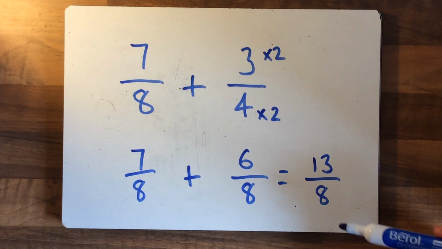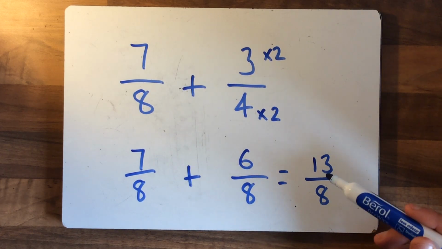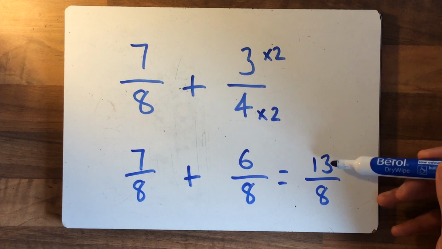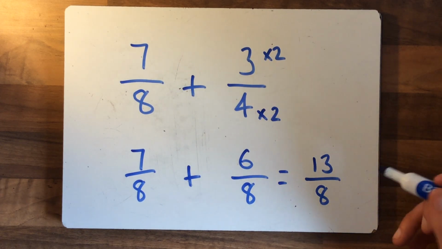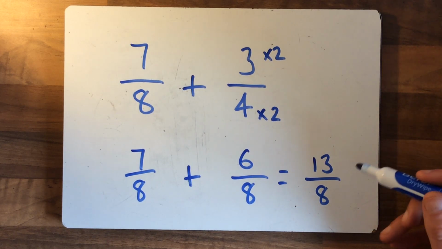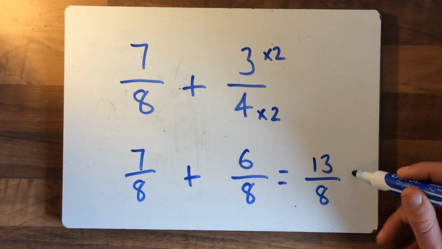However, this can be simplified. To simplify that, we need to convert this improper fraction. Remember, an improper fraction is when the numerator is larger than the denominator, so it's larger than 1, into a mixed number. And remember how we do that? How many 8s go into 13?